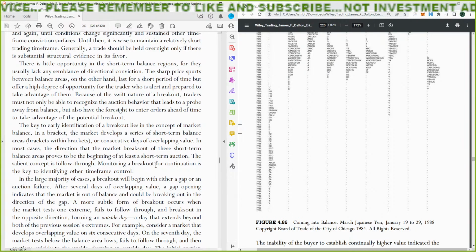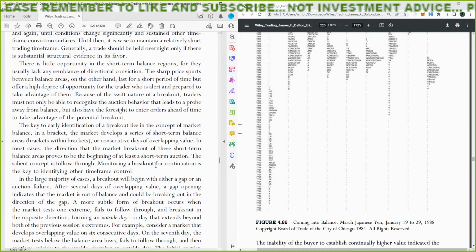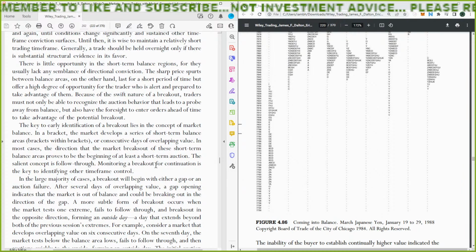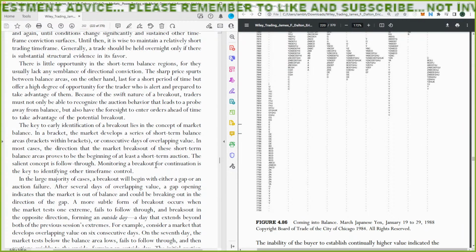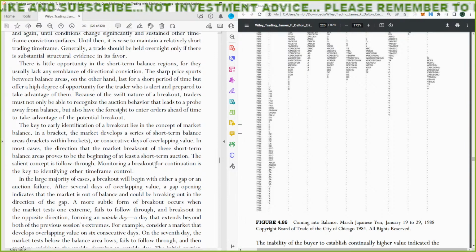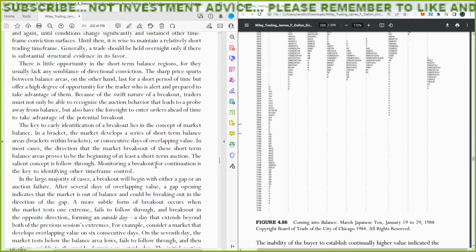There is little opportunity in short-term balance regions, for they usually lack any semblance of directional conviction. The sharp price spurts between the balance areas, on the other hand, last for a short period of time, but offer a high degree of opportunity for a trader who is alert and prepared to take advantage of them. Because of the swift nature of the breakout, traders must not only be able to recognize the auction behavior that leads to the probe away from balance, but also have the foresight to enter orders ahead of time to take advantage of the potential breakout.